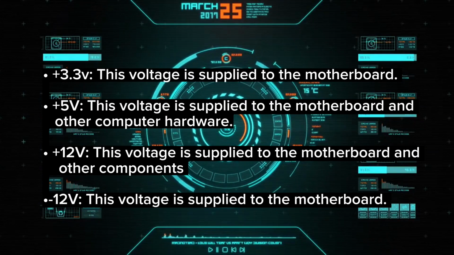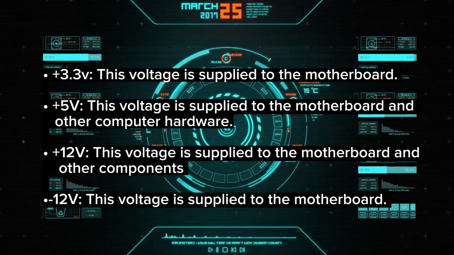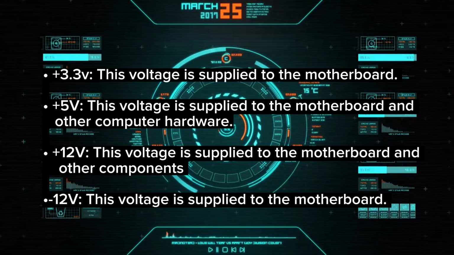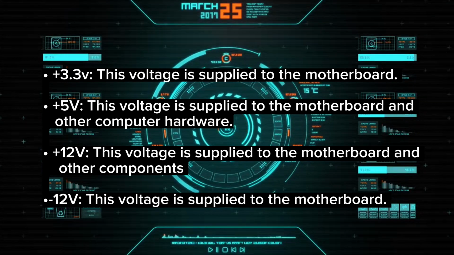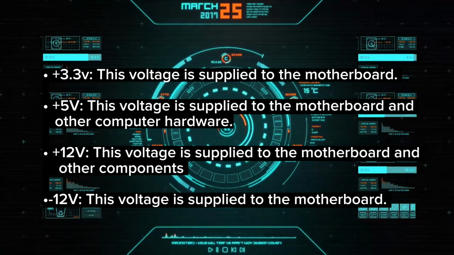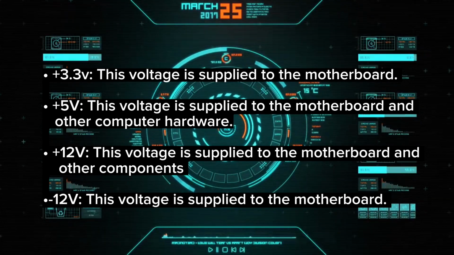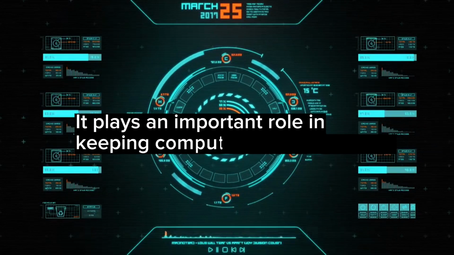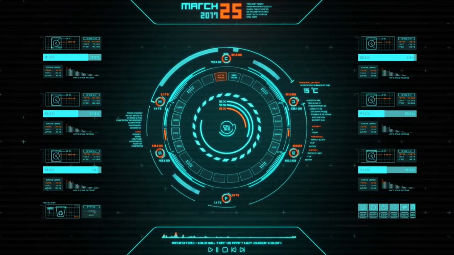Positive 3.3 volts, this voltage is supplied to the motherboard. Positive 5 volts, this voltage is supplied to the motherboard and other computer hardware. Positive 12 volts, this voltage is supplied to the motherboard and other components. Negative 12 volts, this voltage is supplied to the motherboard. It plays an important role in keeping the computer running reliably.